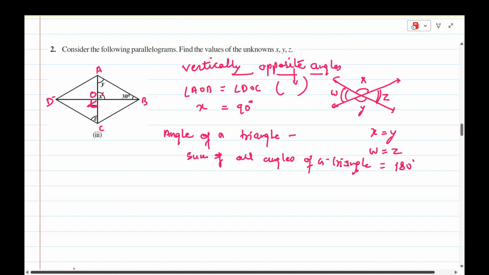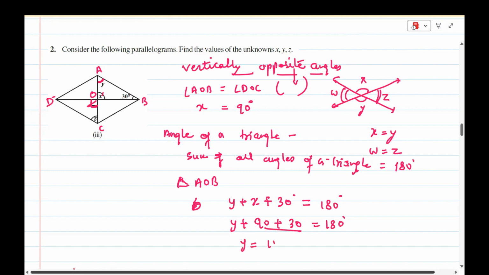Correct? Here, if I consider triangle AOB. So here, see, this angle, which is Y. Instead of writing in detail, I'll write in shortcut, angle Y. Second angle, angle X. And then angle 30 degrees. All three together is 180 degrees. Y, I got angle X as 90 degrees. And this is 30, is 180 degrees. This together is 120. So I can transfer it, which will give you Y is 60 degrees. Correct? This Y is 60 degrees.